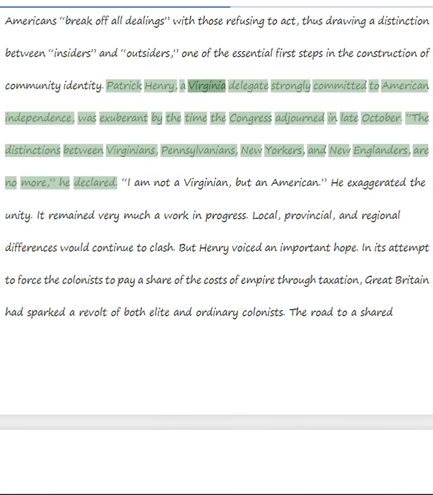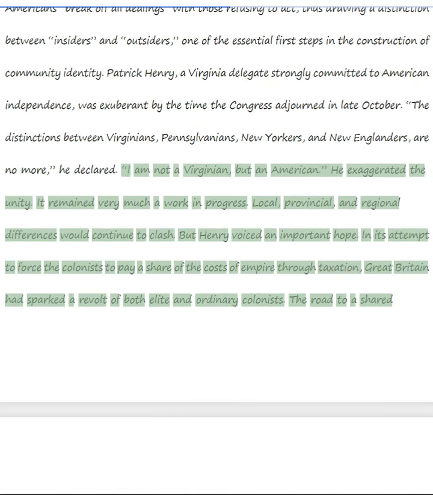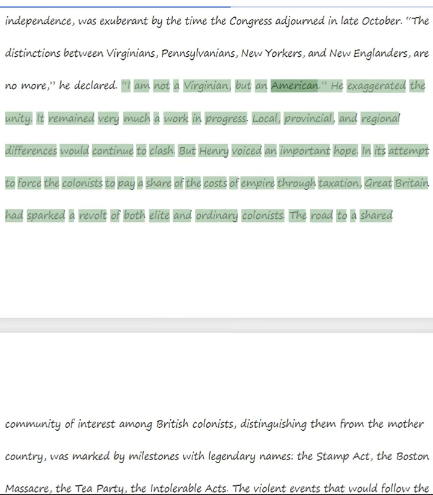Patrick Henry, a Virginia delegate strongly committed to American independence, was exuberant by the time the Congress adjourned in late October. "The distinctions between Virginians, Pennsylvanians, New Yorkers, and New Englanders are no more," he declared. "I am not a Virginian, but an American." He exaggerated the unity. It remained very much a work in progress. Local, provincial, and regional differences would continue to clash. But Henry voiced an important hope.